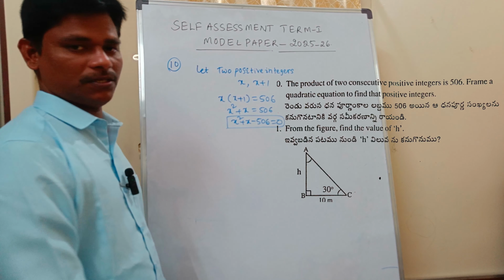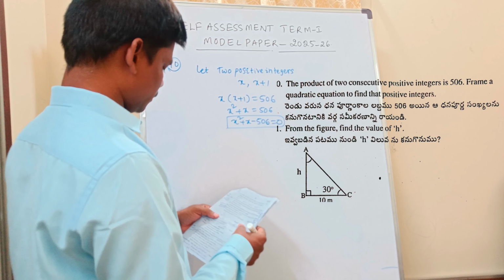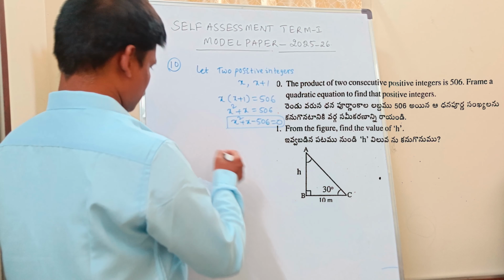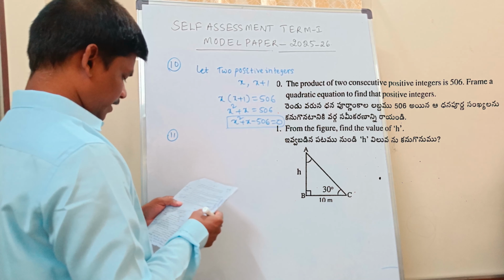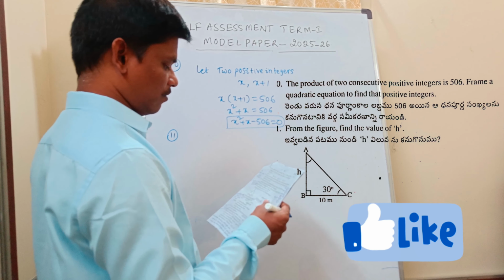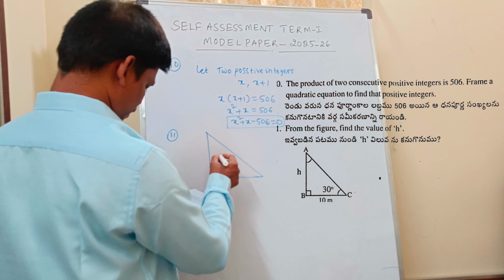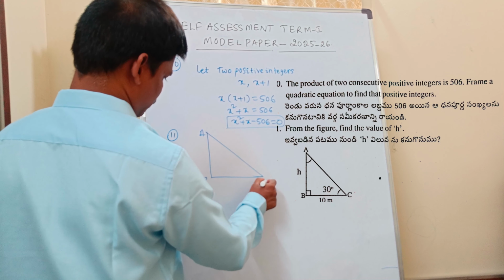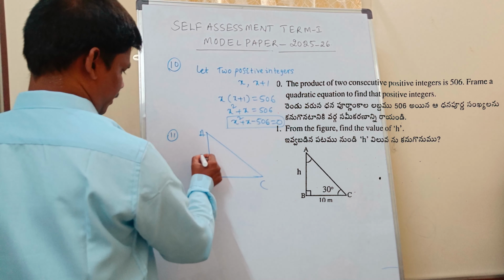Okay. And next, 11th one. From the figure, find the value of h. Here the given figure is a right angle triangle. This is A, B, C, and h is given, this angle is 30 degrees, and this is the right angle. And this is 10 meters. The figure is given. Find the value of h.